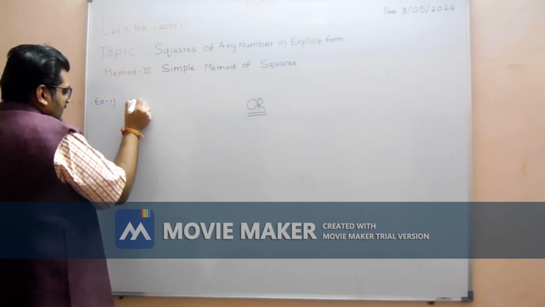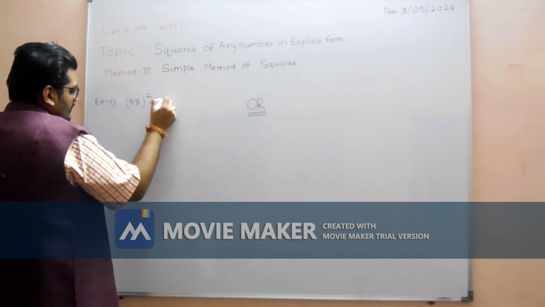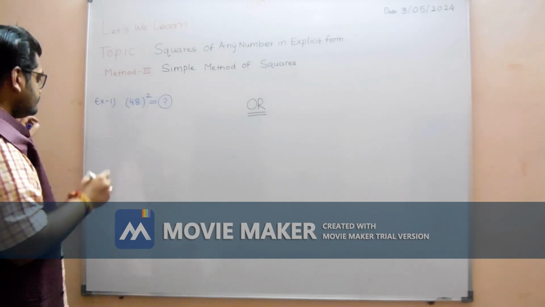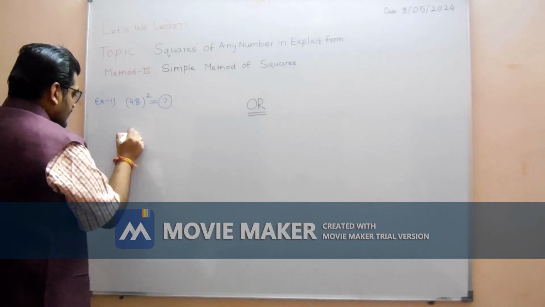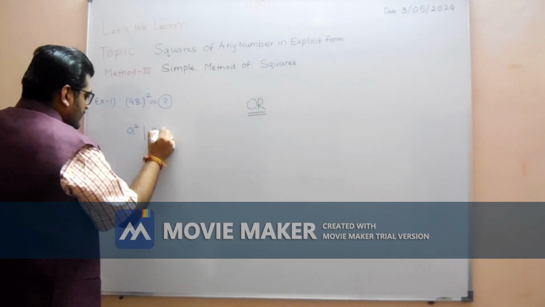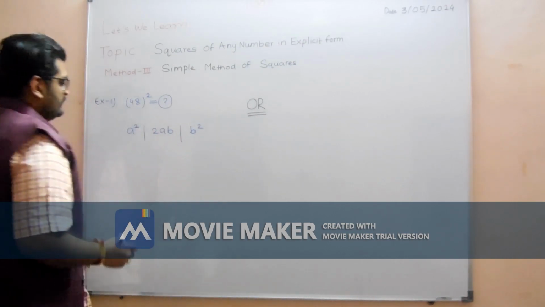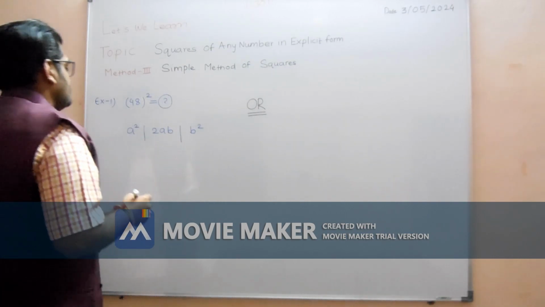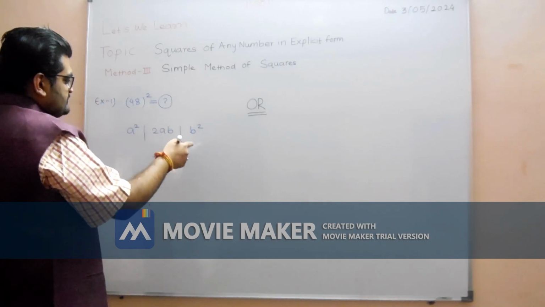48 square. Step number 1: a square, 2ab, b square. a square plus 2ab plus b square. The algebraic formula: a plus b whole square is equal to a square plus 2ab plus b square.